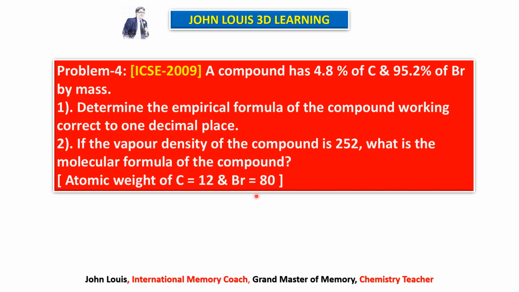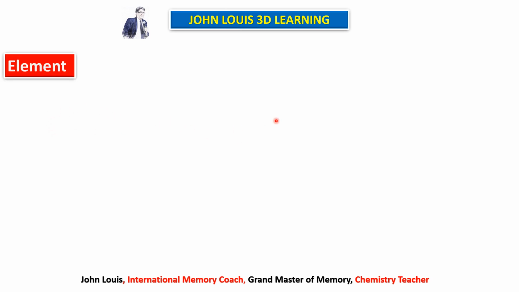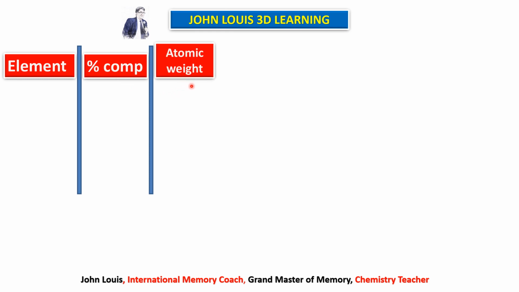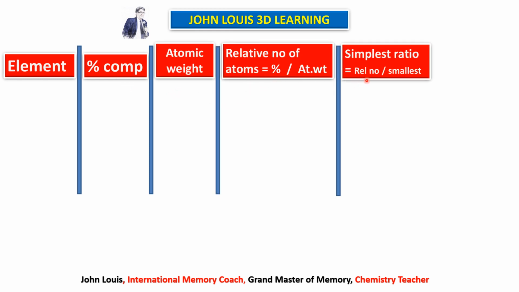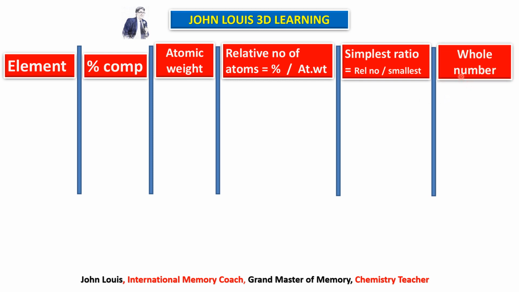Okay, now let us try to work out this sum. So this was asked in 2009. Like this, every year one problem will be asked. So you may be getting 5 marks or 6 marks for this sum. So what are the steps? Element, percentage composition, then atomic weights, then relative number of atoms, and next simplest ratio. What is the last one? Corrected to the whole number.